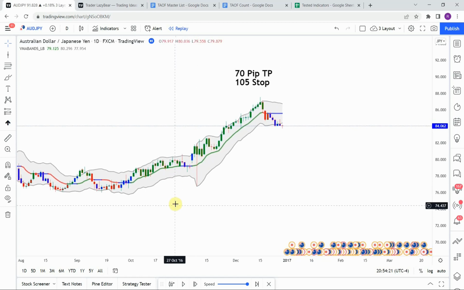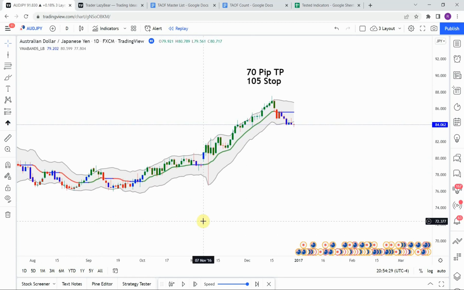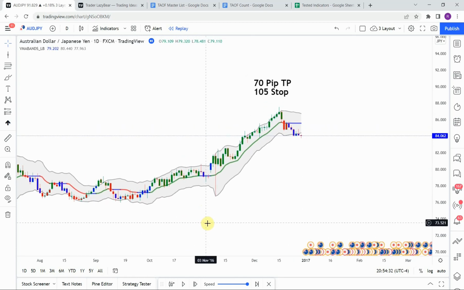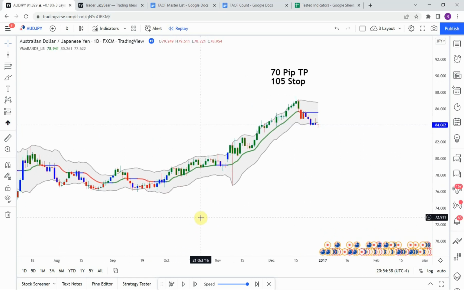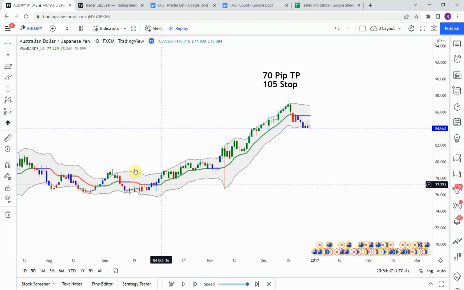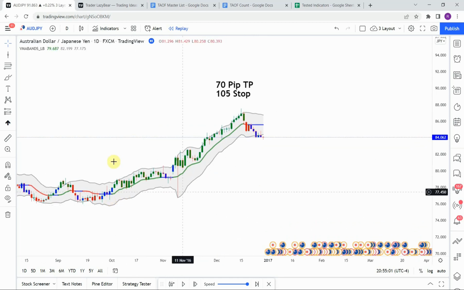And so what we're going to do this time is we're going to look for the same colored bars, so green bars for long positions and red bars for short positions. But in this case, we will only consider it a signal if the bar is outside of the upper or the lower band. When we get a green bar, we are looking for that green bar to be above and close above the upper band. When we get a red bar, we are looking for that red bar to be below and close below the lower band, and that will be a short and a long.